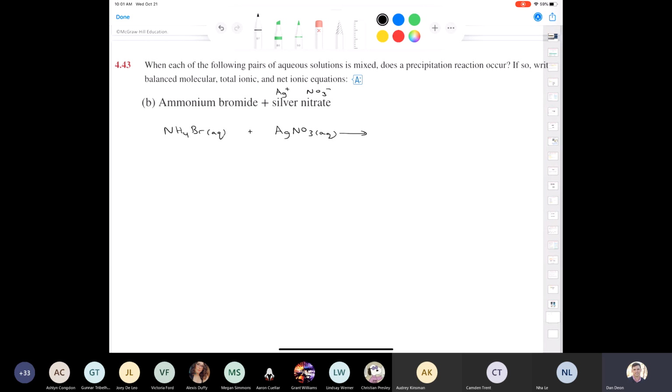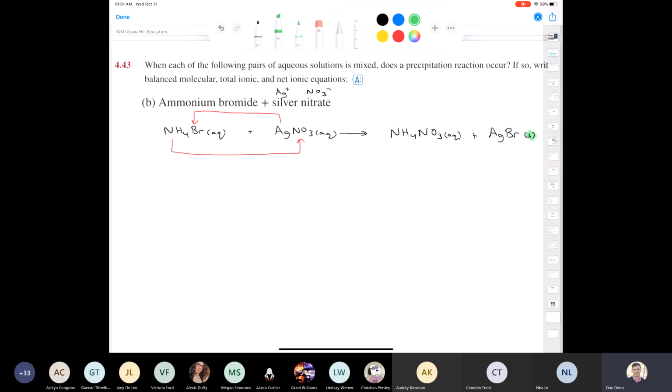So what's going to happen here is we're going to swap those ions, right? This cation is going to combine with this anion. And this cation is going to combine with that anion. All right, and when we do that, we end up with, let's write ammonium nitrate first, okay, which is a very soluble compound. And then, as Violet said, you could look it up in the solubility table, or you could memorize that silver bromide is a solid. And so the answer is yes, a precipitate will form. And this is our molecular equation.